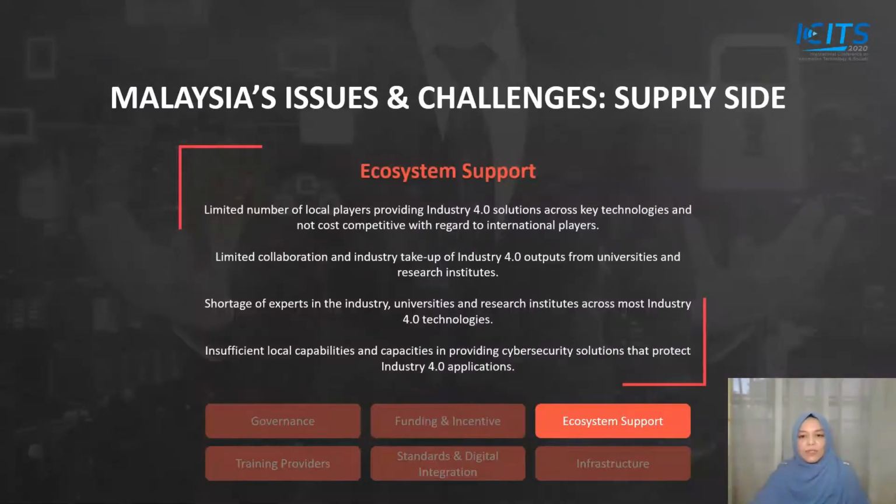Next, we look at ecosystem support. First, a limited number of local players providing Industry 4.0 solutions across key technologies and not cost competitive with regard to international players. Second, limited collaboration and industry take-up of Industry 4.0 outputs from universities and research institutions.